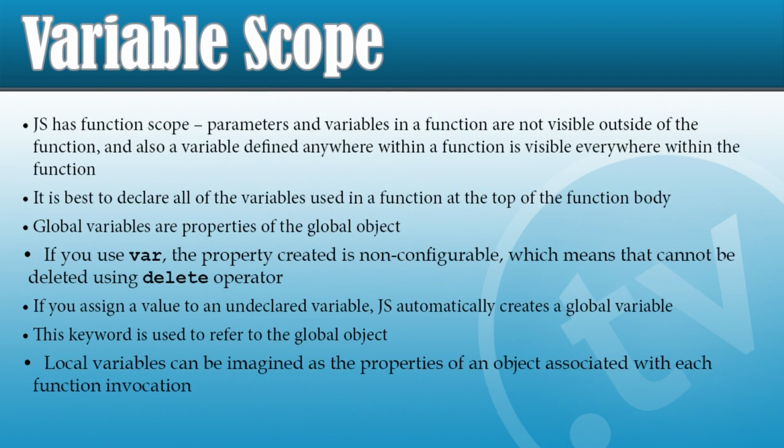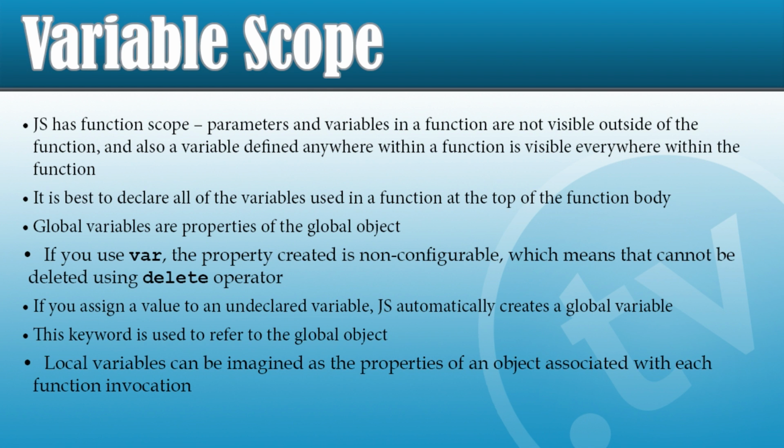JavaScript has function scope as opposed to block scope. What does this mean? It means that in JavaScript, the parameters and variables in a function are not visible outside of the function, and also a variable defined anywhere within a function is visible everywhere within the function. It is best to declare all the variables used in a function at the top of the function body.